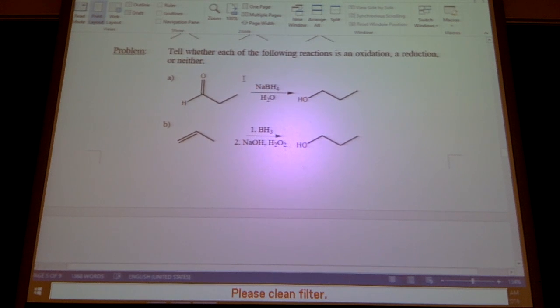But we'll learn a lot more about oxidations and reductions in organic 2. So like this reaction here, even though we see what it does now, we'll actually go over that reaction in detail in organic 2. We've covered this one already.